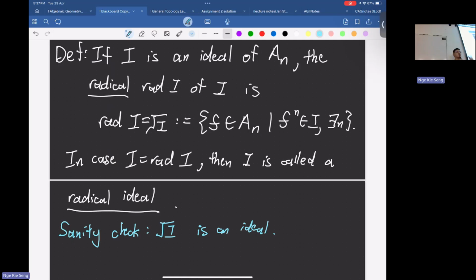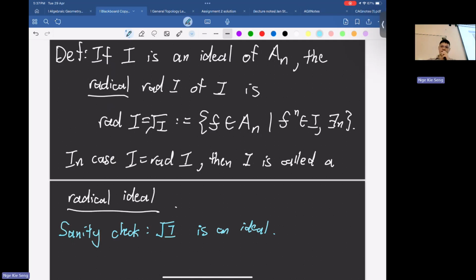But the more tricky part is the addition part. So if f and g live inside this rad I, meaning there's some n such that f^n lives inside I and g^m lives inside I. But the problem now is you need to argue that f + g lives inside rad I, meaning f + g has to have some power such that it lives inside I. Given that you know f^n and g^m live inside I, can you guess what power you should take for f + g? A common notorious question.